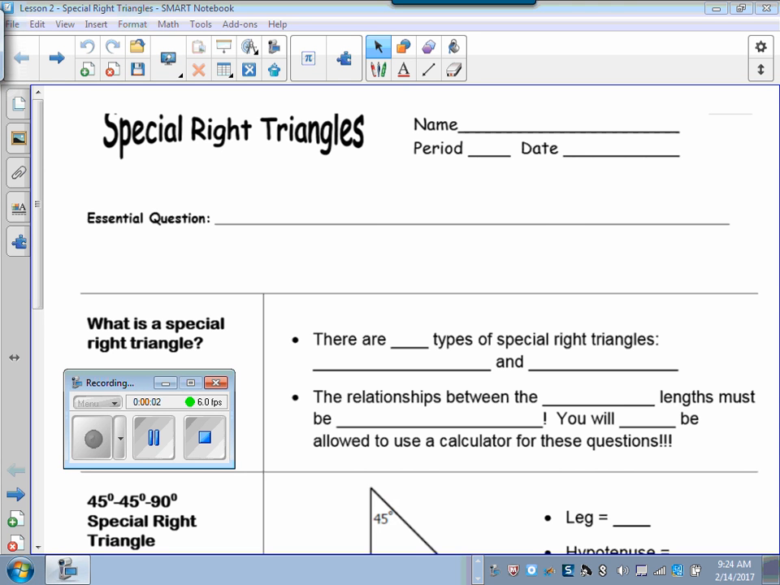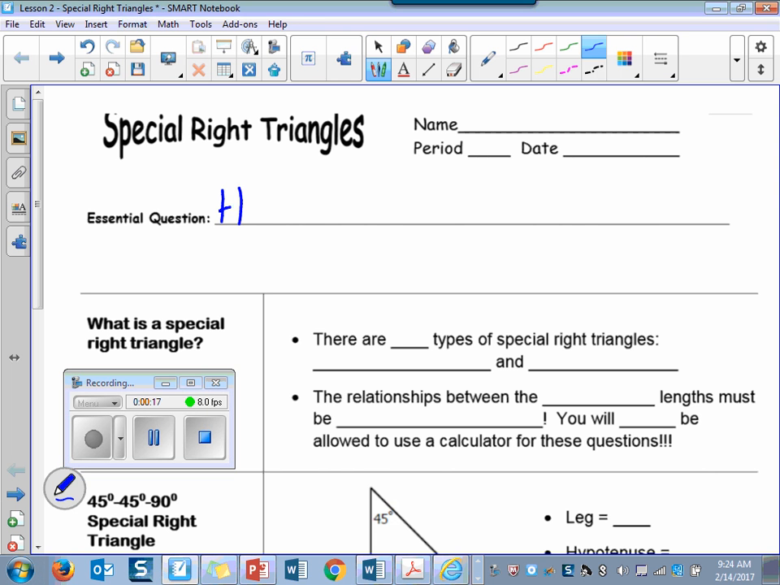The second lesson in our right triangles unit involves what we call special right triangles. These are two specific types of right triangles that have very special relationships between the side lengths. So our essential question is, how do I solve problems using special right triangles?